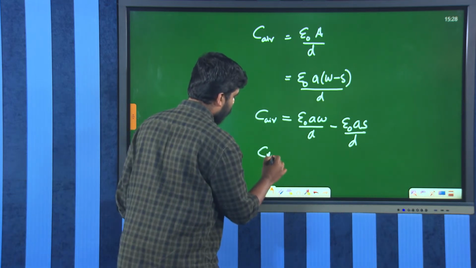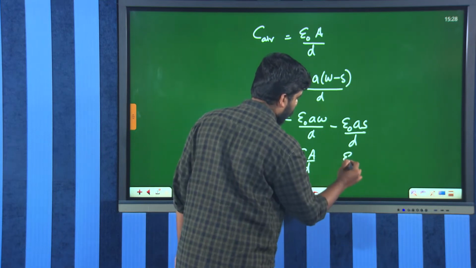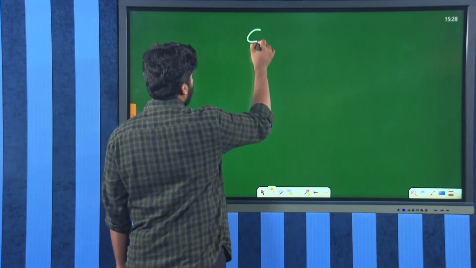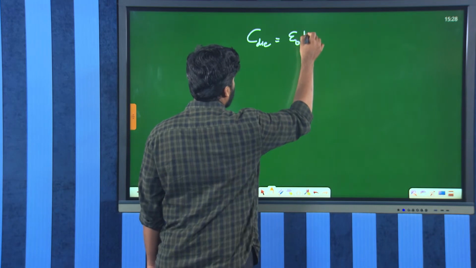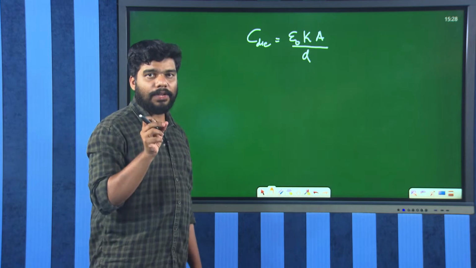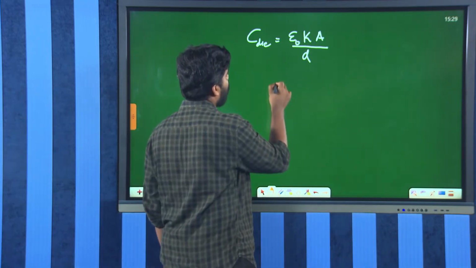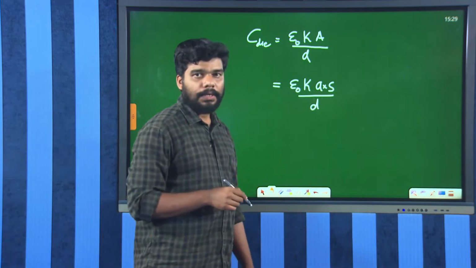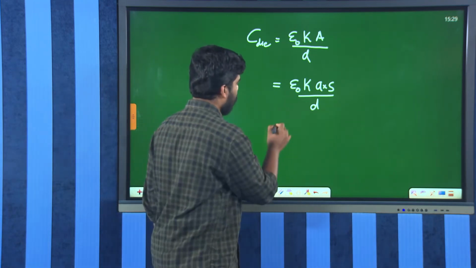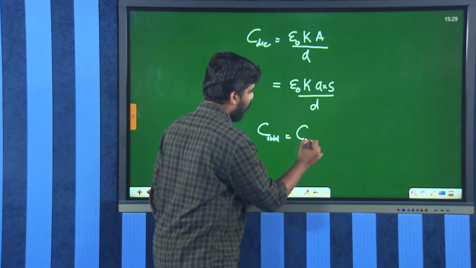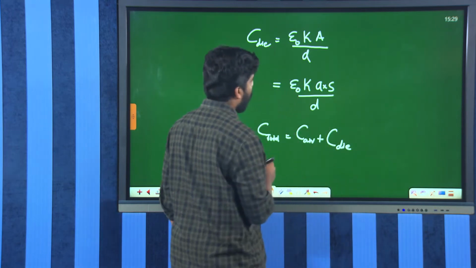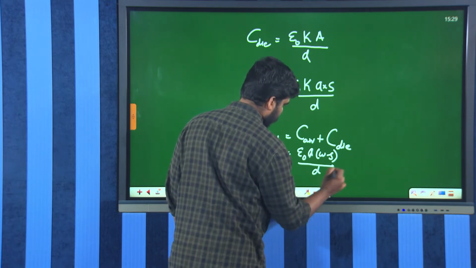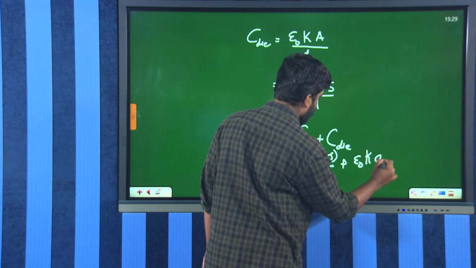And for a dielectric, obviously it is epsilon A by D. And from our last session we got epsilon 0 into K is equal to epsilon. So, I substitute C dielectric is equal to epsilon 0 into K into A by D, and this area is the area of the dielectric substance, which is equal to epsilon 0 K into A into S by D. Therefore, the total capacitance C total is equal to C of air plus C of dielectric. On substitution, what was C of air? C of air is equal to epsilon 0 A into W minus S by D plus epsilon 0 K into A into S by D.